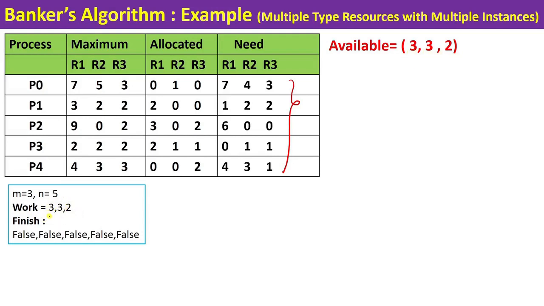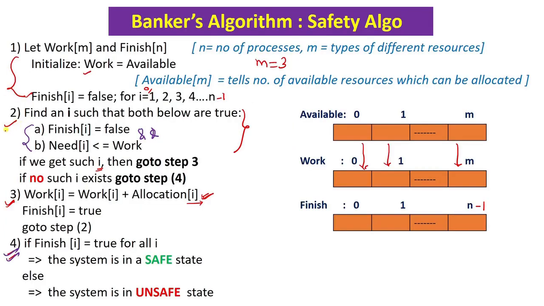I'm not showing this with the help of an array, like this has 0 index, this has 1 index, this has 2 index, just for simplicity. You can assume this is at the 0 index, this is at 1 index, this is at 2 index. The finish array contains all the values as false, and its size is equal to the total number of processes. No process has been completed initially, so everything contains false. Now the next step is we have to find an i such that these two conditions are true, and after that we will be allocating their request.